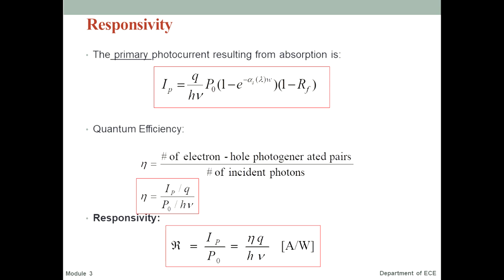And coming to the definition of responsivity, it is defined by the ratio between primary current and the incident optical power. It is given by efficiency into Q divided by H mu. The unit of responsivity is ampere per watt.